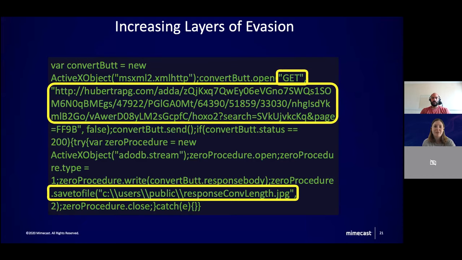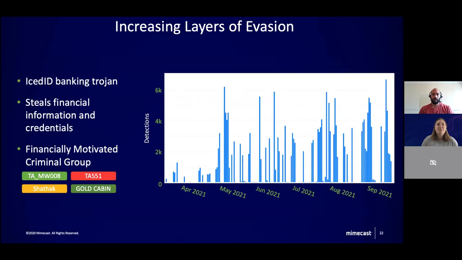And that's because the JPEG is an image file, so it's much less likely to be recognized as a potentially dangerous file type and blocked like an executable would be in a lot of cases. So many, many layers of obfuscation and evasion there involved in getting that malware onto the end user's device. So in the end, well, what was that malware?